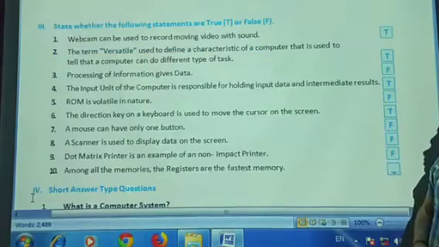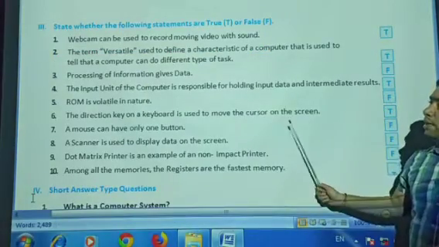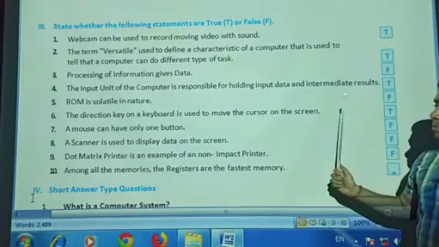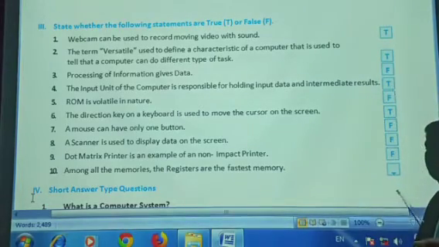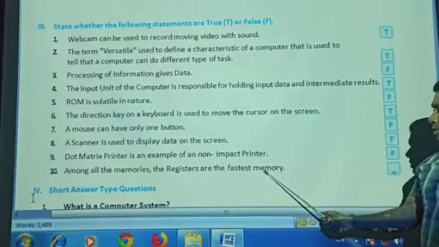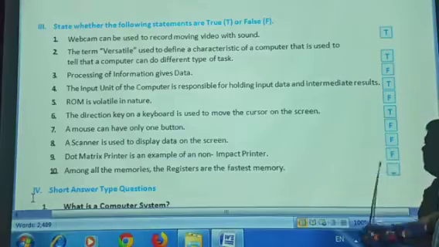After finishing the fill-ups, these 10 questions are given. State whether the following statements are true or false. That means a true and false exercise is to be given there. All the answers are given, and these all are the questions. These all questions are to be mentioned here, and the answers are mentioned there.